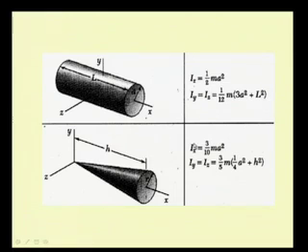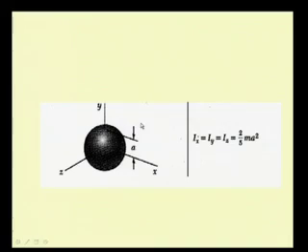Here you see a cone. Again for the axis Ix, it is 3 by 10 m a square, and for the other two axes, that is y and z, it is 3 by 5 m times (1 by 4 a square plus h square). The other common interesting element is the sphere, whose radius is a. Then we have all the second moments with respect to the principal axes y, z, x, all being equal to 2/5 m a square.